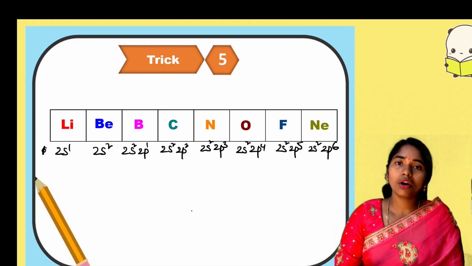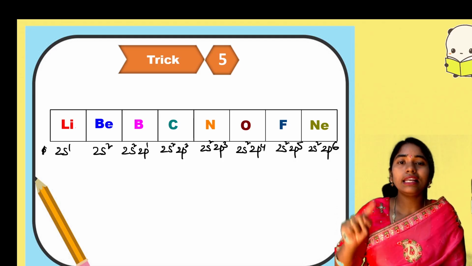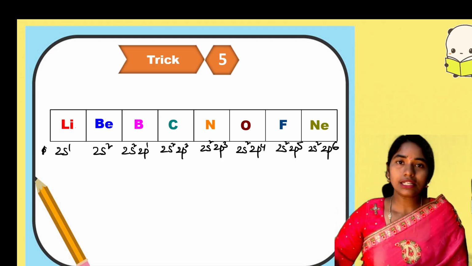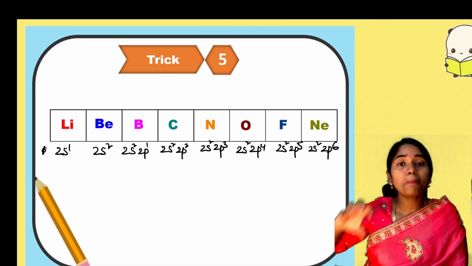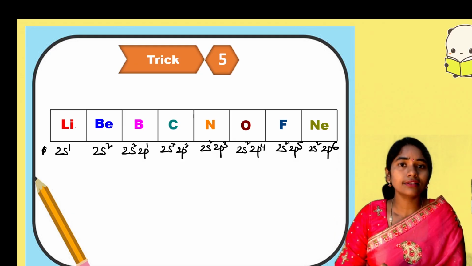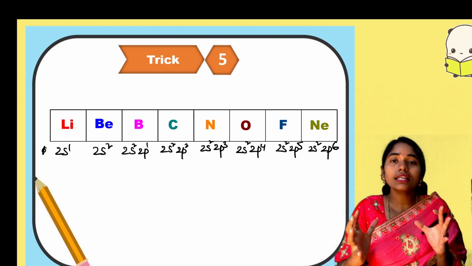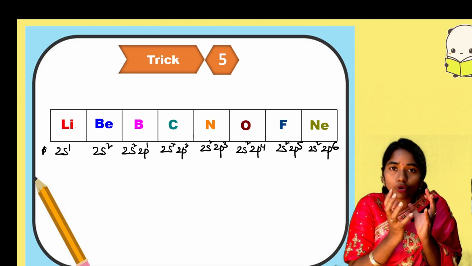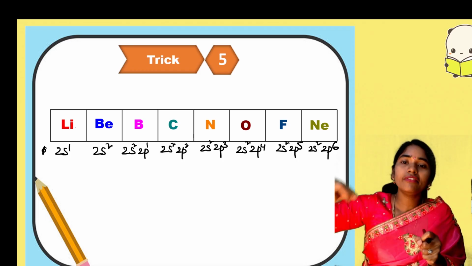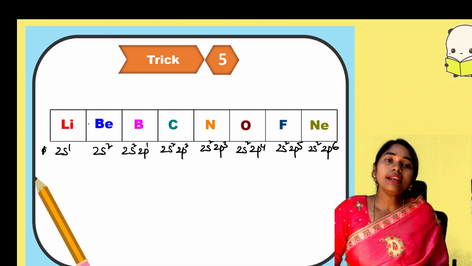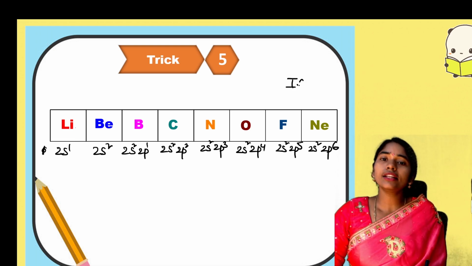Left to right, what happens, students? Size is decreasing. Effective nuclear charge is increasing. Nucleus power is increasing to attract the electrons. The nucleus is attracting more, its power is more, so it is very difficult to remove the electron. So left to right, ionization energy increases.